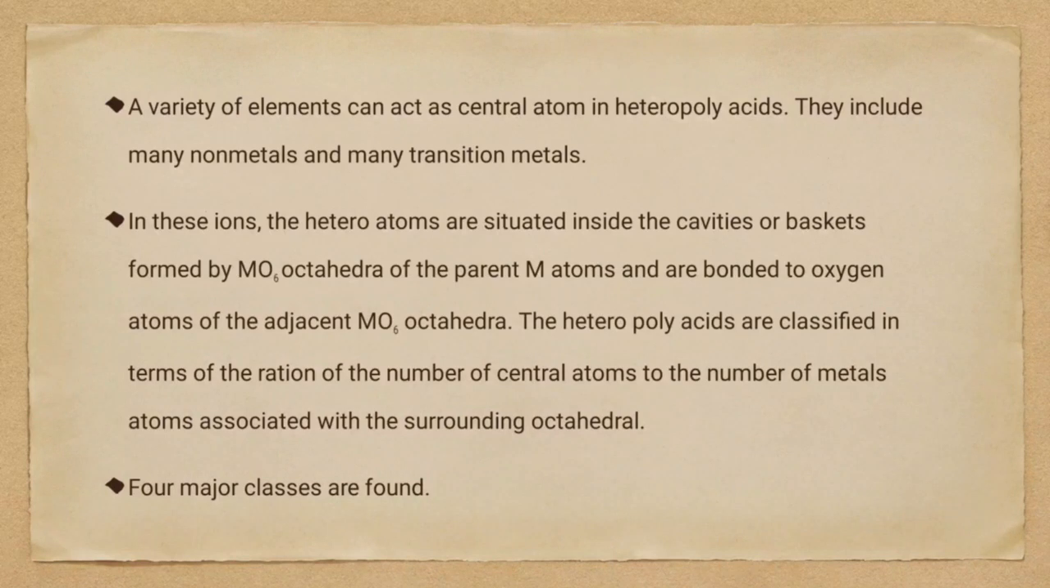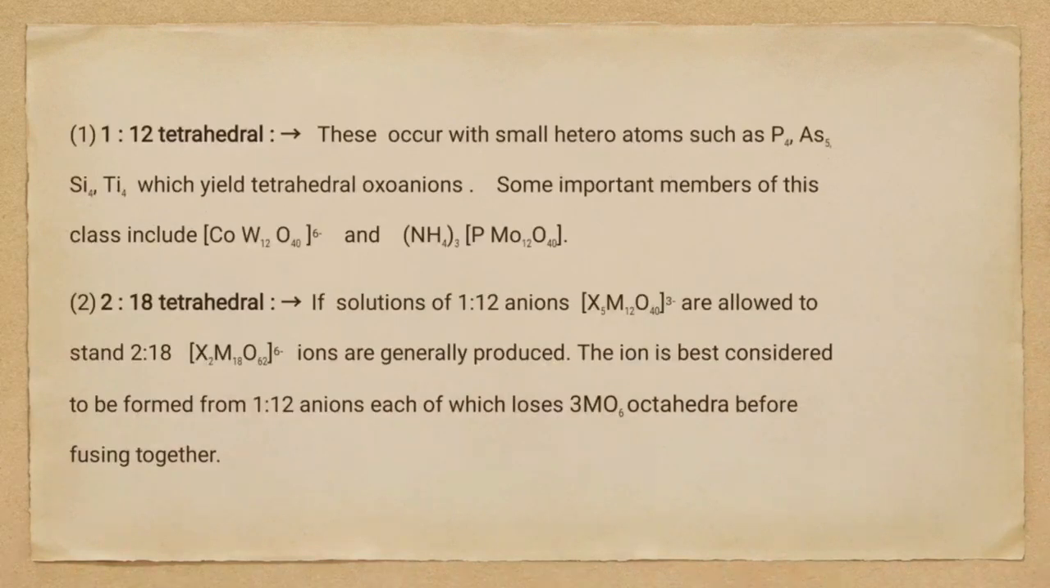The heteropolyacids are classified in terms of the ratio of the number of central atoms to the number of metal atoms associated with the surrounding octahedra. Four major classes are found. 1 is to 12 tetrahedral. These occur with small heteroatoms such as phosphorus, As, Si, Ti, which yield tetrahedral anions. Some important members of this class are given here.